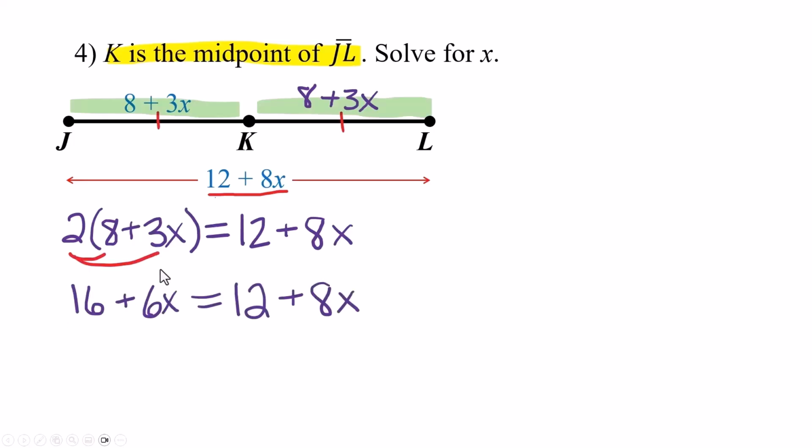We get 16 plus 6x. 2 times 8 is the 16. 2 times 3x is 6x. I didn't do anything on this side, so I just copied it down.